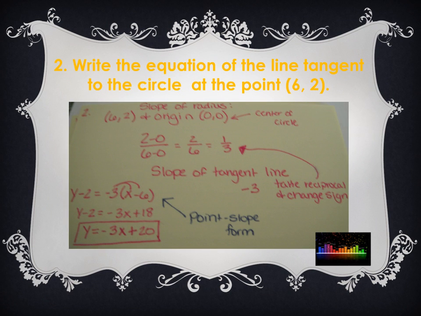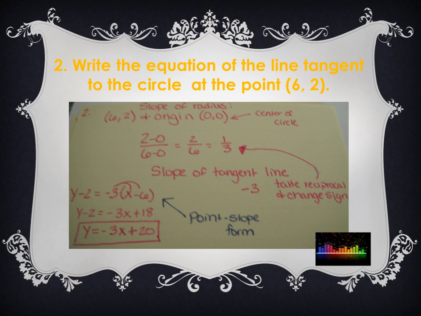When writing the equation of a line tangent to the circle, we must first find the slope of our radius. We are given the point 6, 2, so we will use that point along with our origin to find the slope of our radius. So we use slope form and do 2 minus 0 over 6 minus 0. This simplifies to give us 2 over 6, or 1 over 3. To find the slope of our tangent line, we take the reciprocal and change the sign of the slope of our radius. So the reciprocal of 1/3 is 3, and we change our sign to negative.